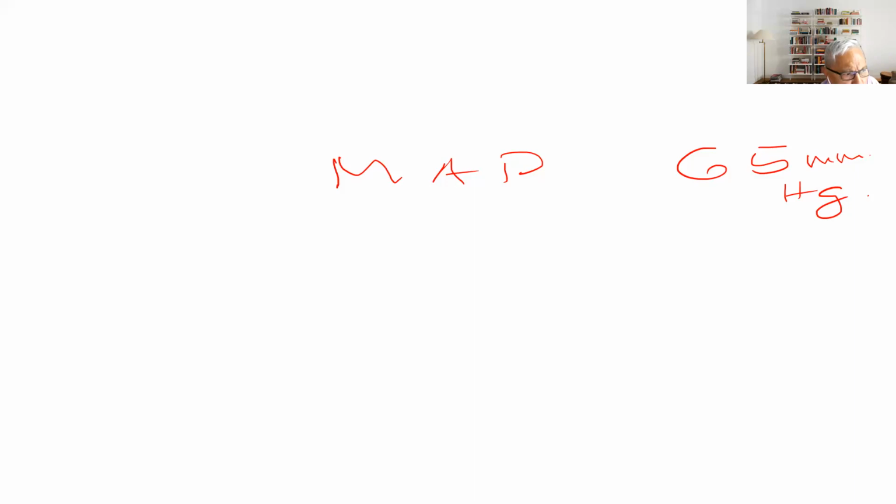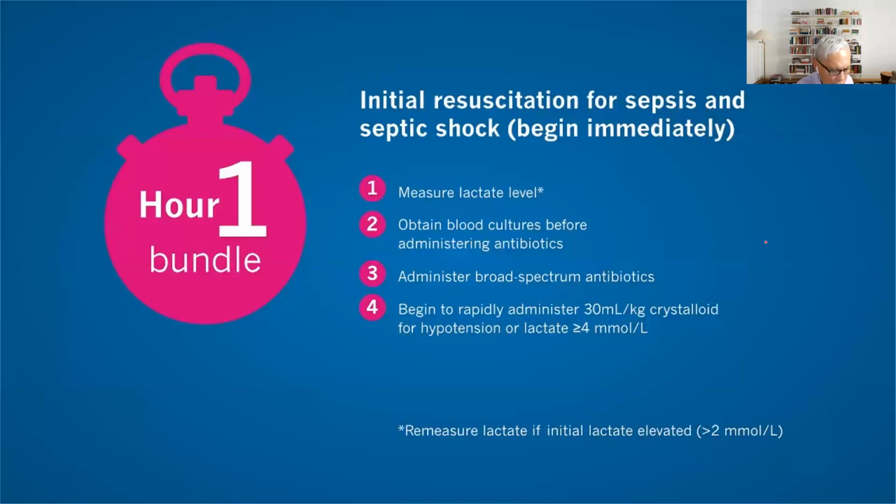And so sometimes you're wondering, what is this mean arterial pressure? Mean arterial pressure is a product of the diastolic blood pressure plus 1/3 of the systolic pressure, and this would be your mean arterial pressure.